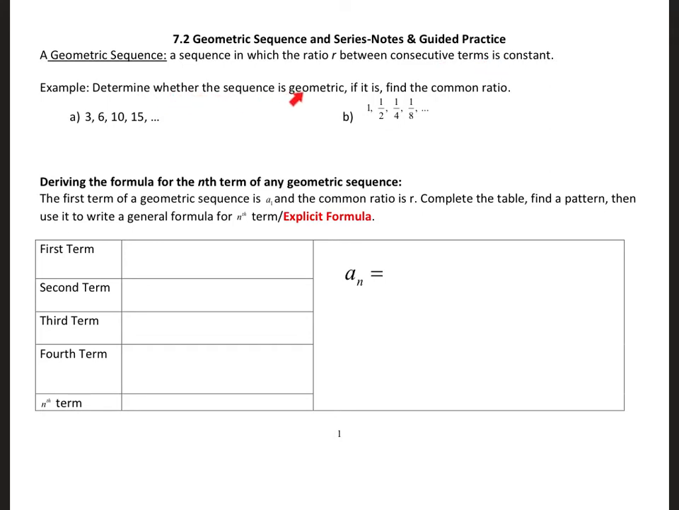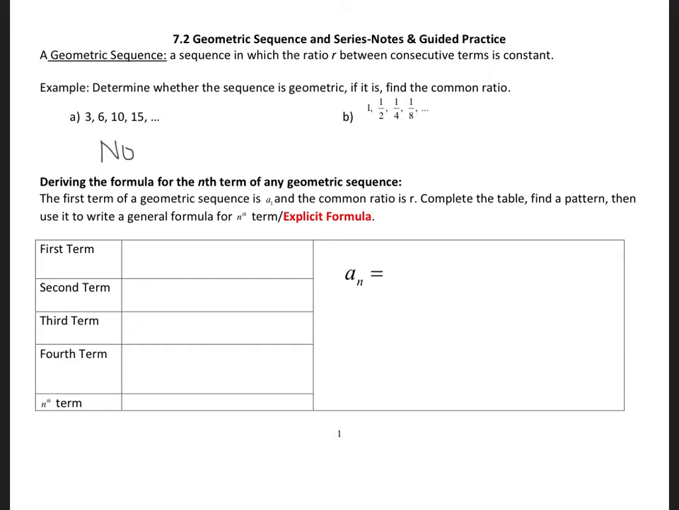We are supposed to determine whether they are geometric, and if yes, we find the common ratio. So I look at the first one. I take 6 divided by 3, I get 2. 10 divided by 6, that's not 2. So I do not have any common ratio. So that means this is a no. I go to the next one.